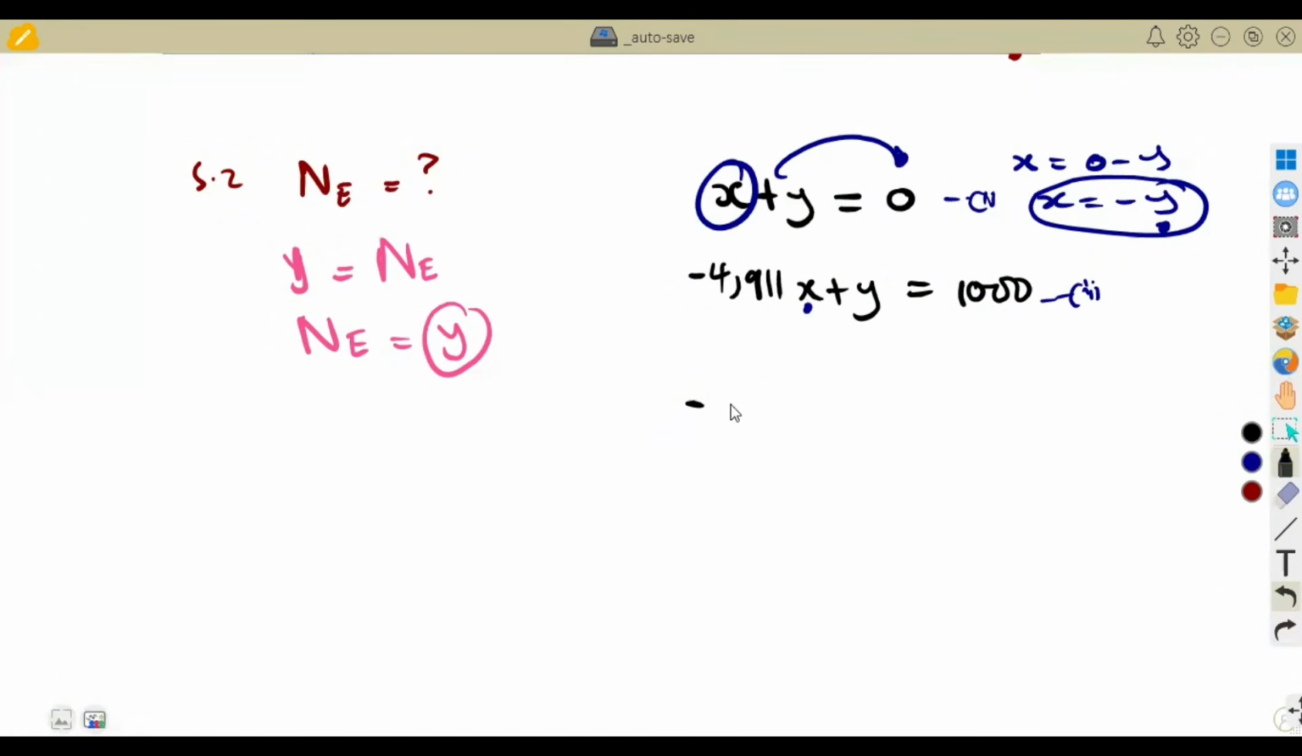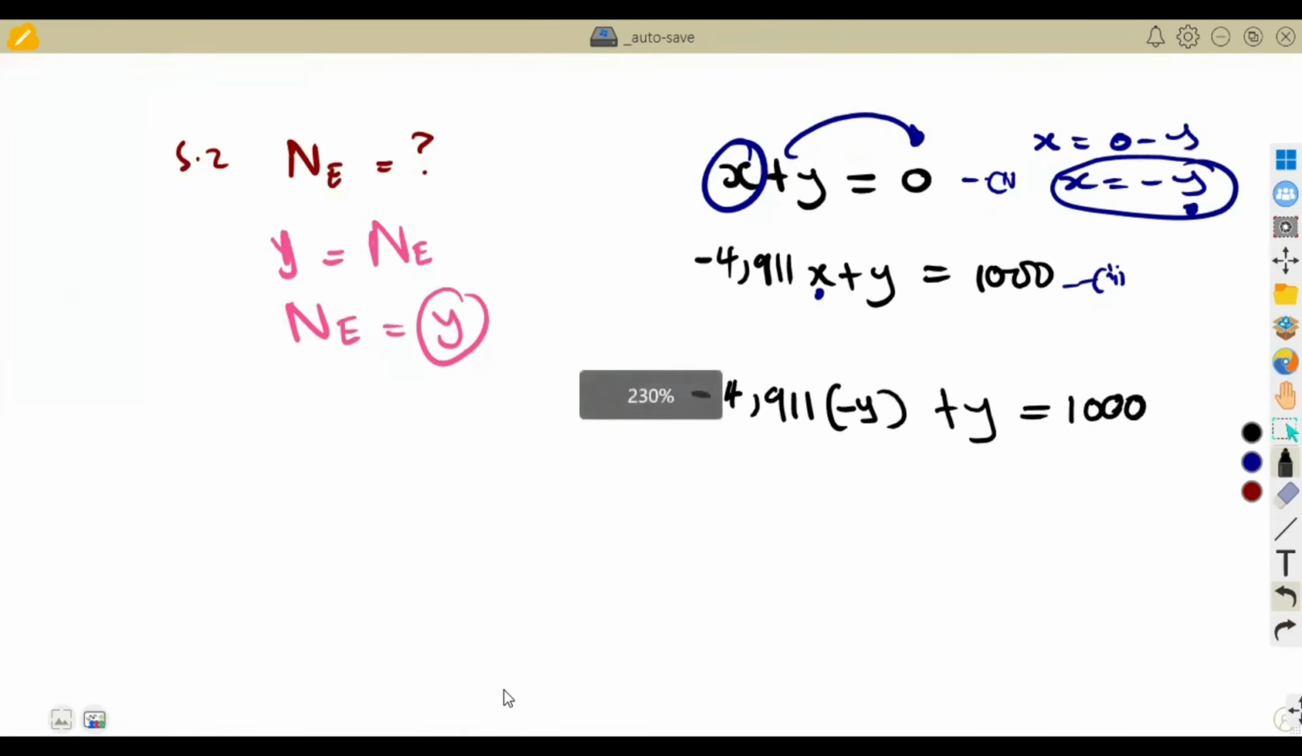From this equation, we're going to have minus 4,911 times the value of x represented by a negative y, plus y is equal to 1,000. Remember your substitution method. To eliminate x, you have to make it the subject from another equation. Then you substitute it in terms of y. You have removed x. You are just left with y because you want to solve for y. Only y.